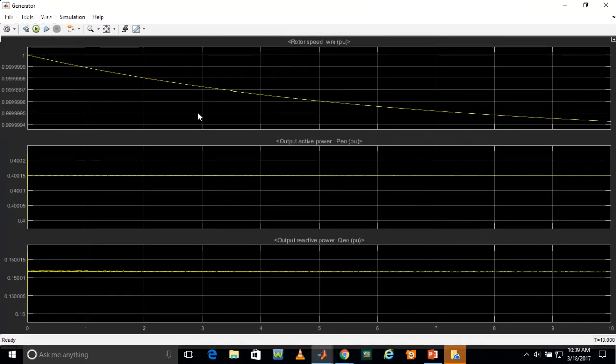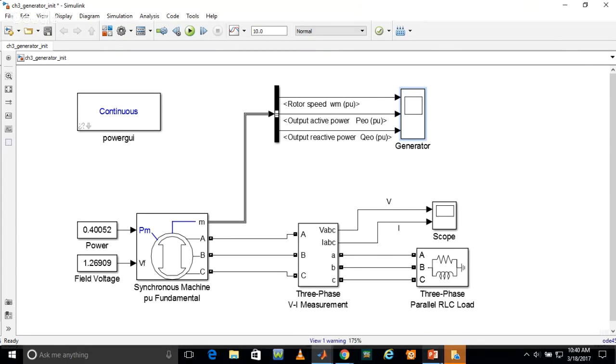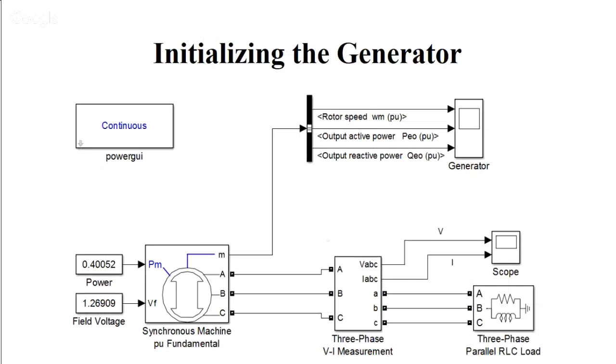So this is the thing that is coming. The rotor speed is decreasing with respect to time, and the active and reactive power are constant up to the requirement. Because the value of our megawatt rating was 40, and that is 0.4, and the reactive power is 0.15. It is giving that much, but it is giving in per unit. So we have seen how to initialize our generator system.